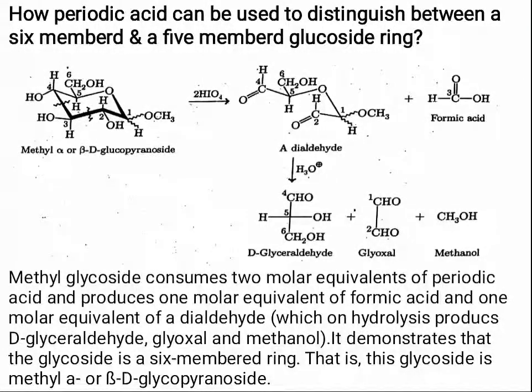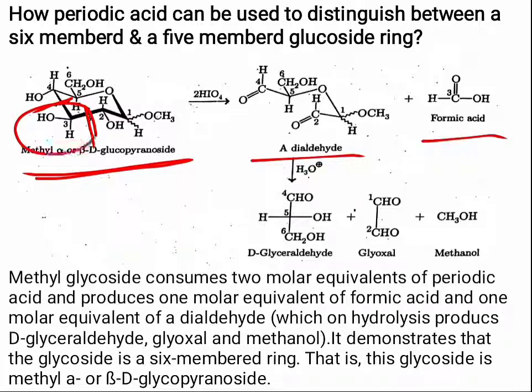How can periodic acid be used to distinguish between a 6-membered and a 5-membered glucoside ring? So this is your methyl alpha or beta D-glucopyranoside. That means simply methyl glucopyranoside. And if you just oxidize it with periodic acid, you will get a dialdehyde. That means here and here, these two bonds are being broken, and then you are getting a dialdehyde and formic acid. This middle carbon will form the formic acid.